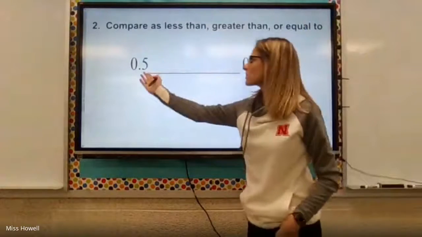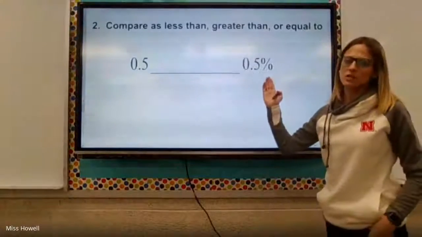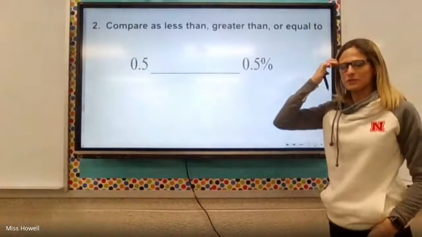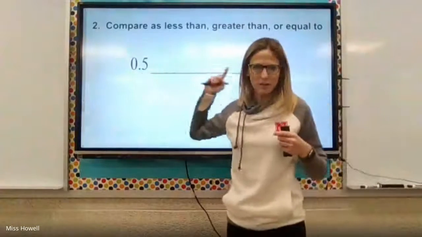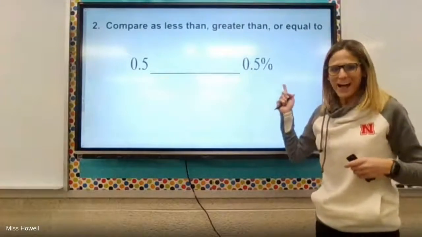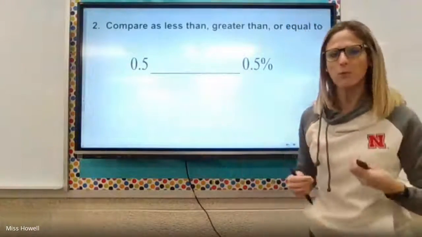I can change this one to a percent by multiplying by 100, or I could change this one to a decimal by dividing by 100. Hopefully, right now in your head, you're saying, wait, if I change that by multiplying, it's no longer going to match. And if I change this by dividing it, it's not going to match. So I know equal to is going to be out. I just got to think about what would end up happening.